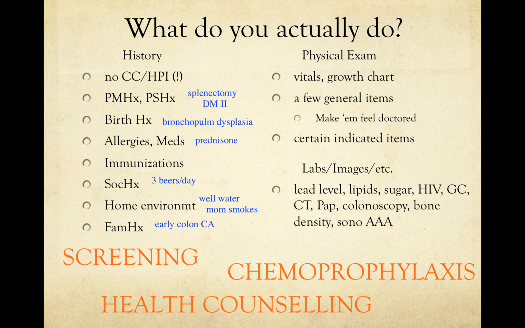Maybe you'll find out in someone's family background that there's a history of early colon cancer. Well, that will make you think different about screening the adult in front of you. You will ask them to be screened for colon cancer 10 years earlier than the relative developed colon cancer.